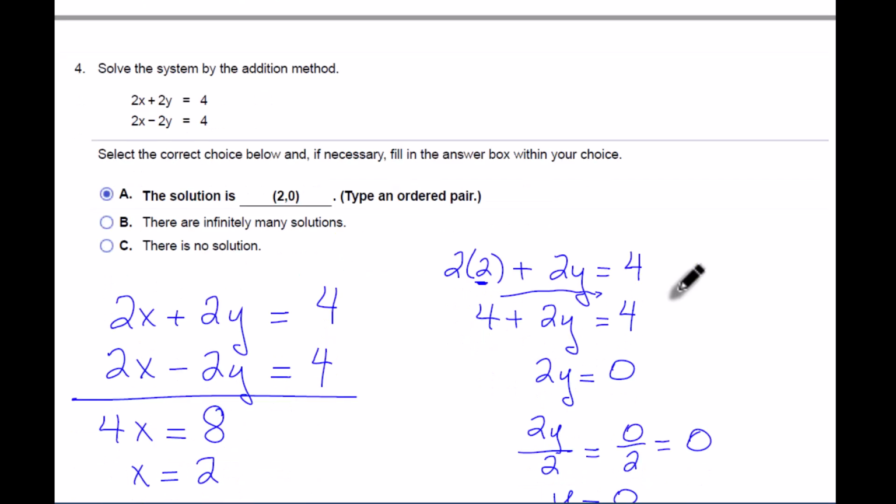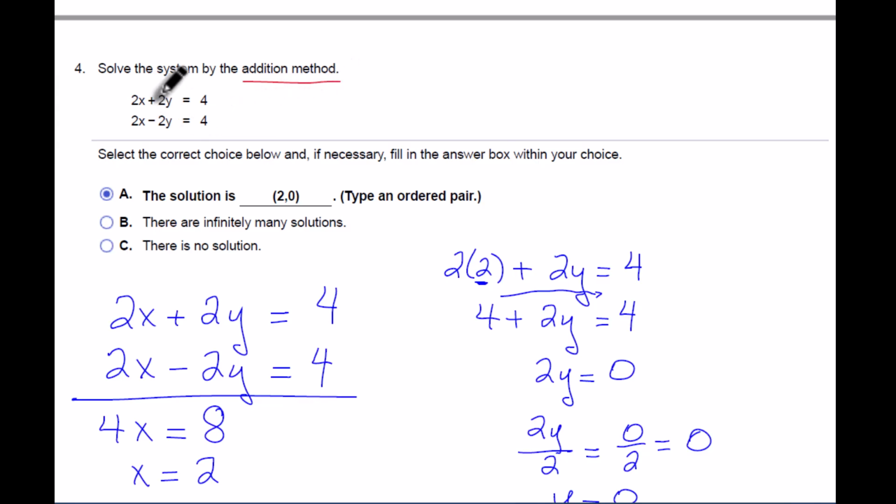All right, what about 4 here? Let's see, 2x plus 2y is 4. 2x minus 2y is also 4. Okay, well, let's see. Now, they didn't tell us a specific way. I guess they did actually. They said addition. We could use others, but addition is great.